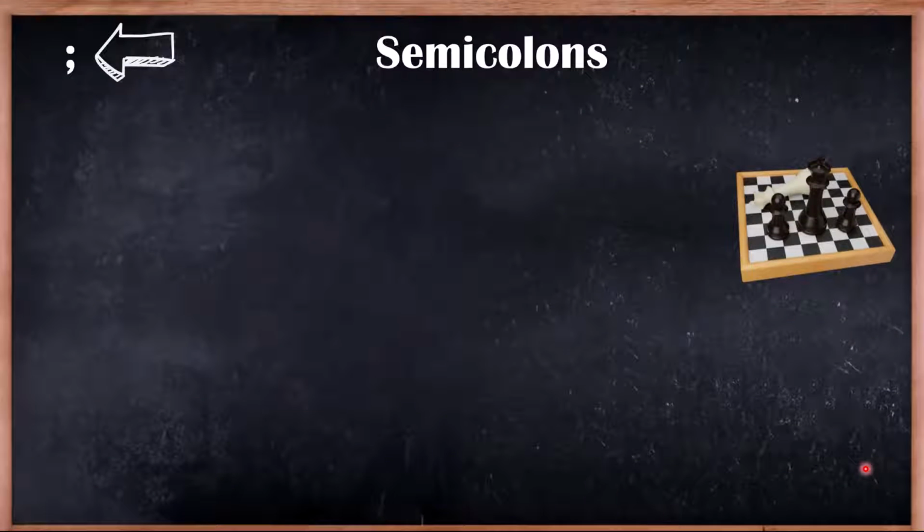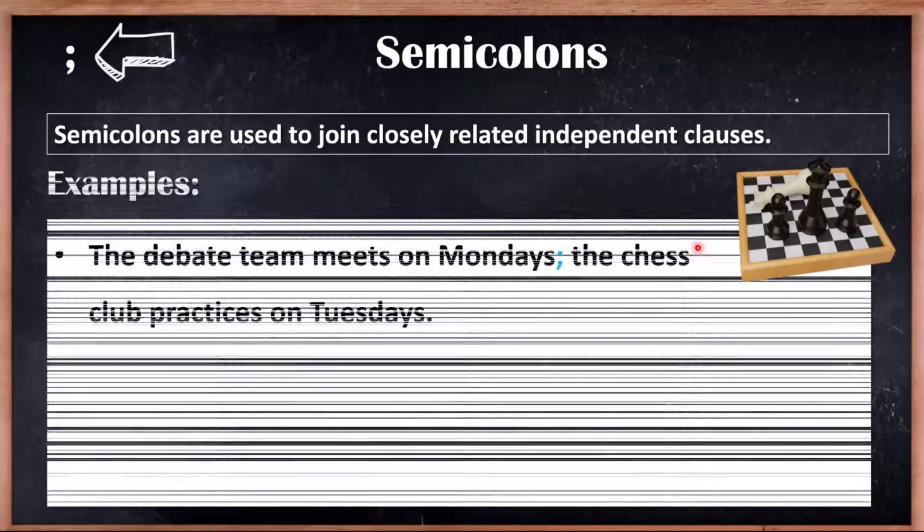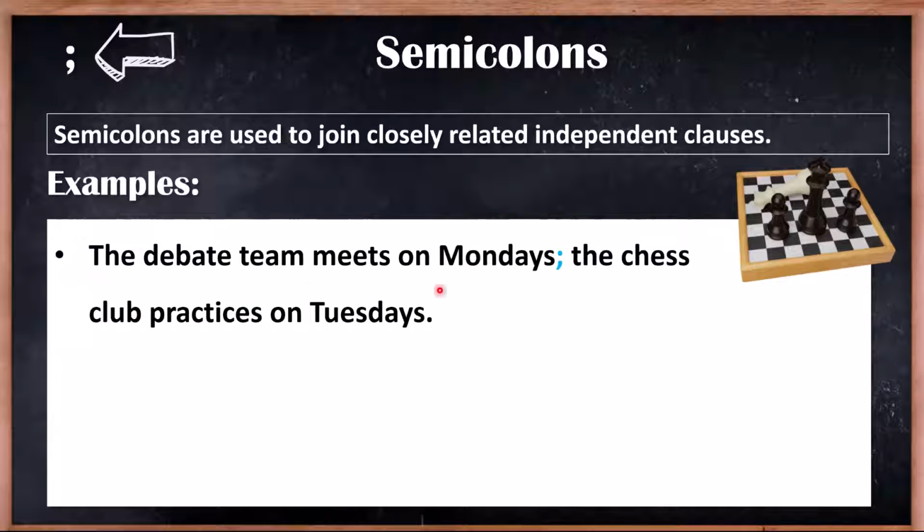So now let's talk about semicolons, and these are different from colons. A semicolon looks like a period with a comma stacked on top of each other. And semicolons are used to join closely related independent clauses. For example, the debate team meets on Mondays; the chess club practices on Tuesdays. Here we've connected these 2 complete sentences with a semicolon.